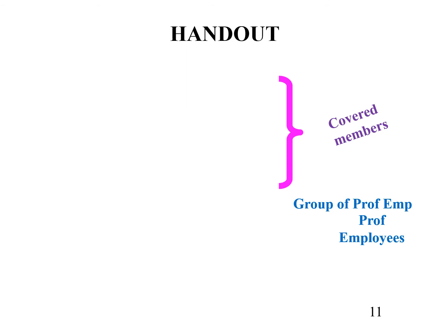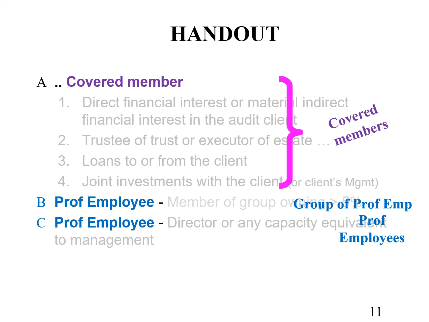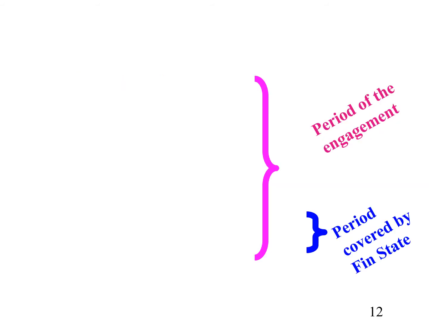We've got covered members and we've got groups of professional employees. What's the difference between a covered member and a professional employee? Part A applies to covered members. It does not apply to all professional employees. It does apply to covered members. Part B applies to all professional employees. Part C applies to professional employees. We've got different periods of engagement.